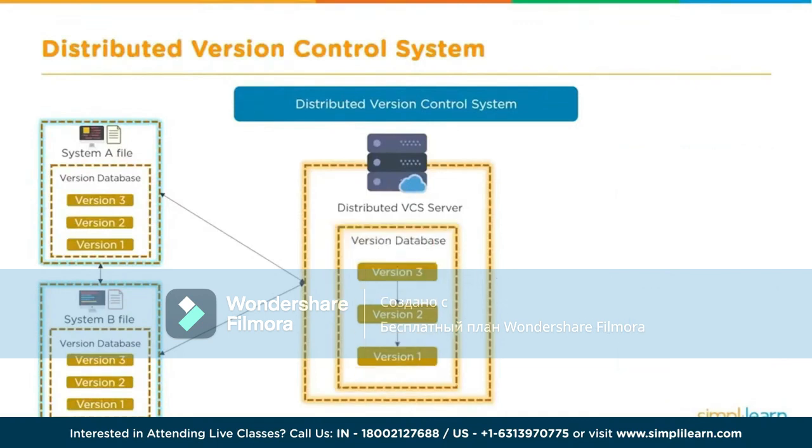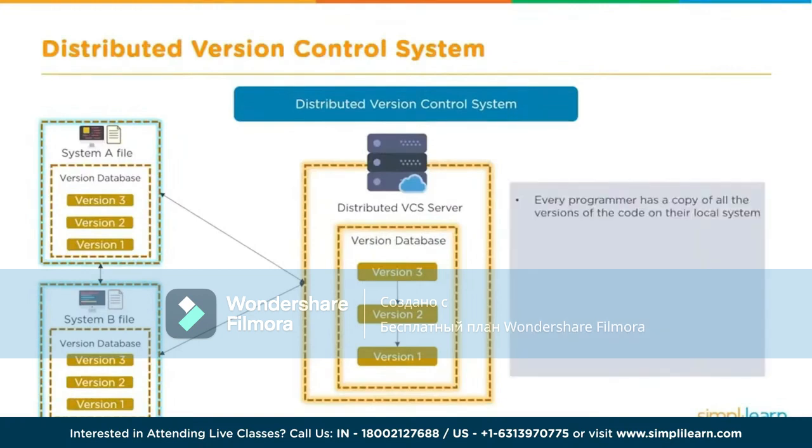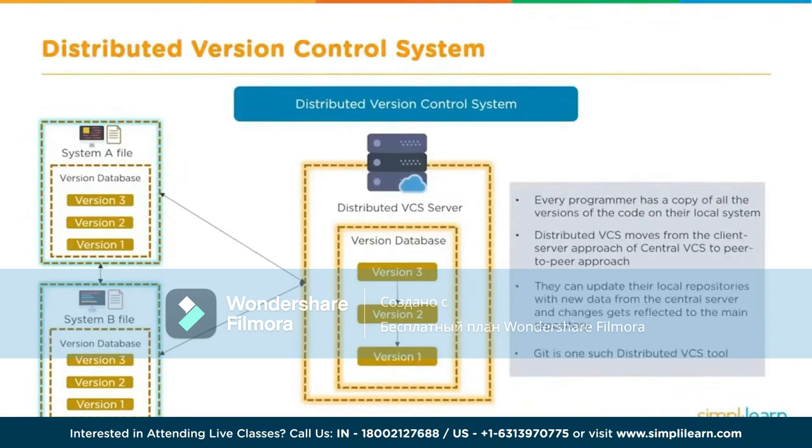The opportunity you have here is that if the server goes down, you're not going to be in a situation where you lose all of the history, because everybody that's working on the application has all of the versions of the code locally on their machine. Now, one of the more popular distributed version control systems out there is Git. It really is probably the most popular by a margin compared to any other system out there.